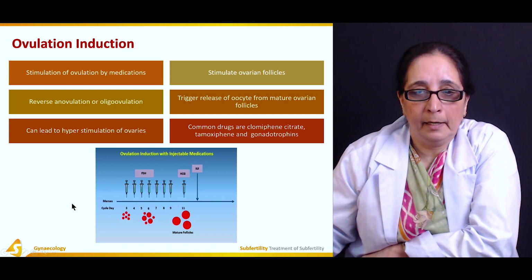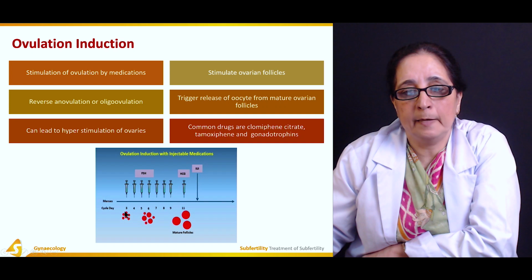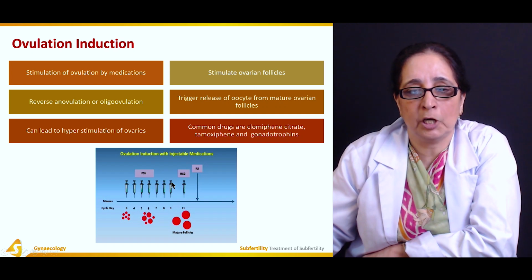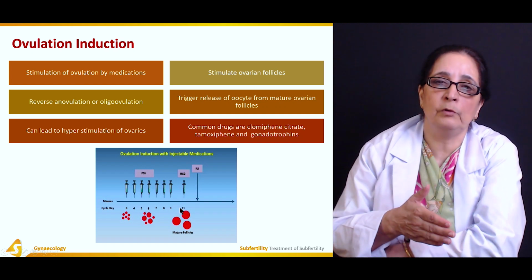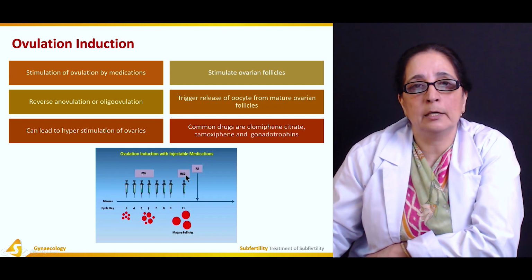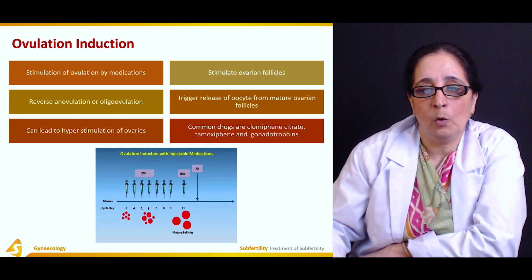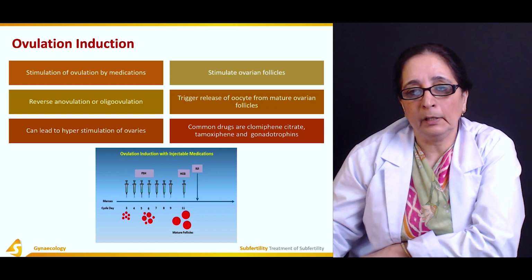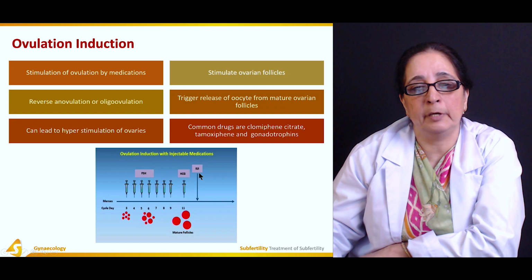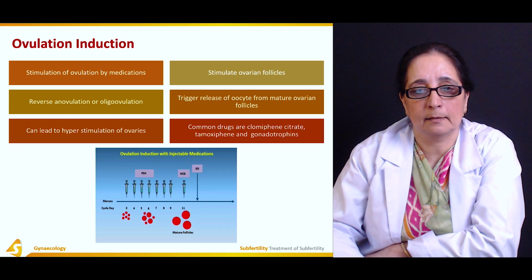mature ova. Here if you see in this picture, the stimulation is done starting on day 3, 4, 5, 6, 7, 8, 9, 10. Injection of FSH is given. And then on day 11, just before ovulation, HCG is given, which is human chorionic gonadotropin. That causes mature follicles to release the ova. And that ova is then used for intrauterine insemination. So, induction of ovulation by the medicines.